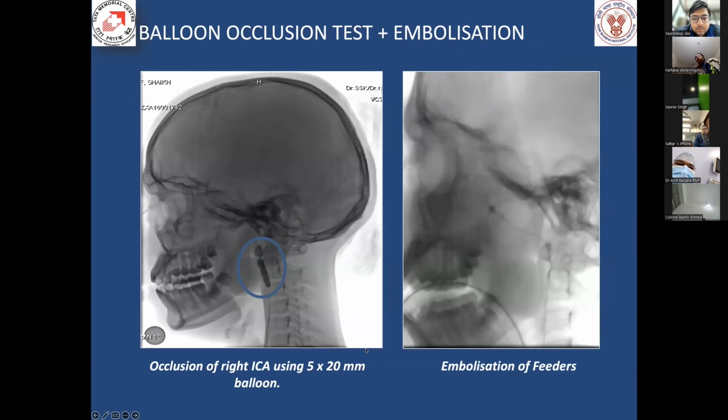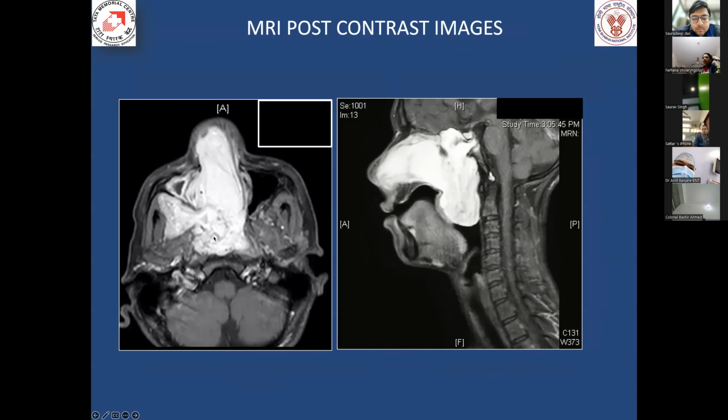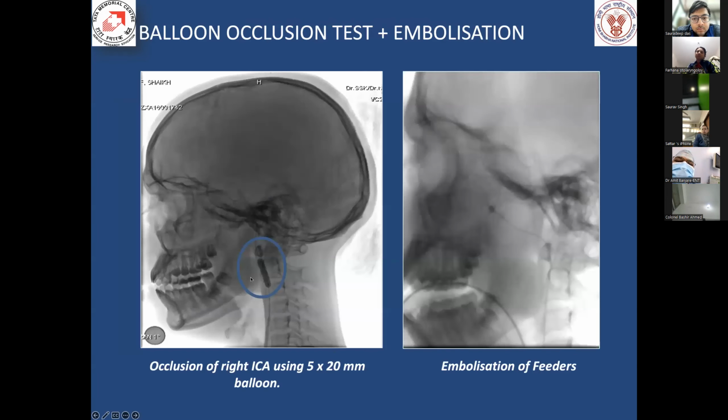Again, the lesion was close to the ICA. Here you can see that practically the ICA is not seen at all, completely pushed and encased. So we did a BTO. We confirmed that there is good cross circulation. Then endovascularly, we went inside and embolized all those arteries which were supplying. So the external carotid artery supply was essentially taken care of.